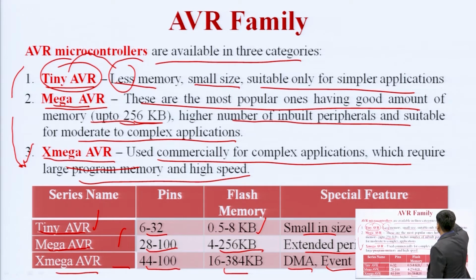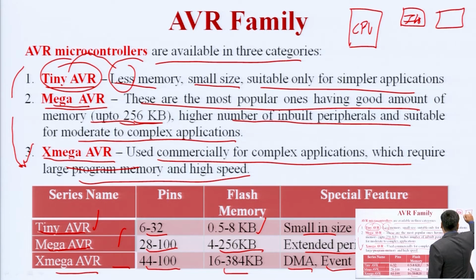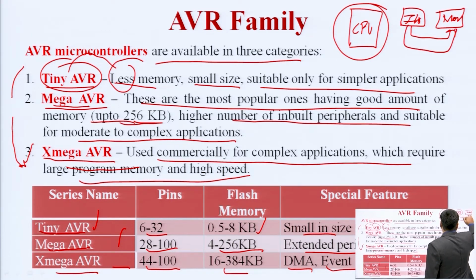DMA is basically direct memory access. We have seen that in the basic architecture there is a CPU, there are input output peripherals, and the third one is the memory. In a general system, input output peripherals access memory through the control of the CPU. The CPU permits input output devices to access memory. But in a DMA system, there is no need of the CPU. The DMA controller works like a CPU and provides direct memory access to the input output devices. Okay, so this is DMA.